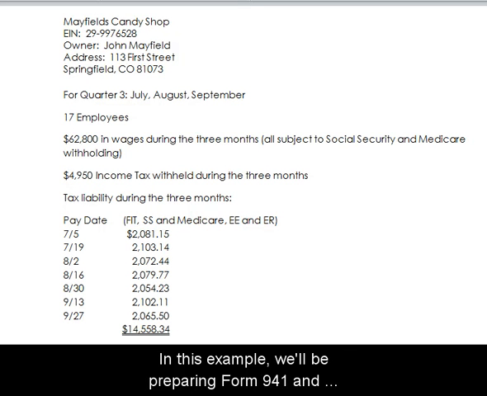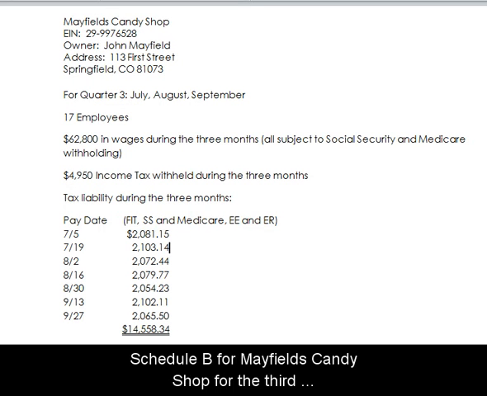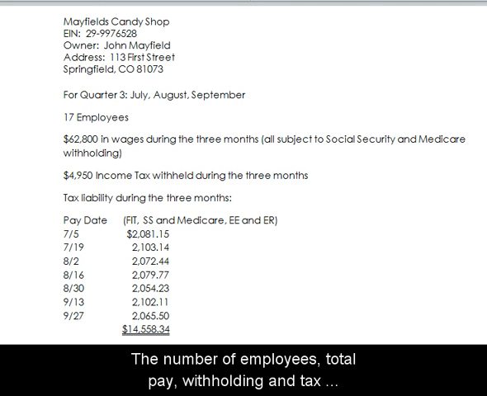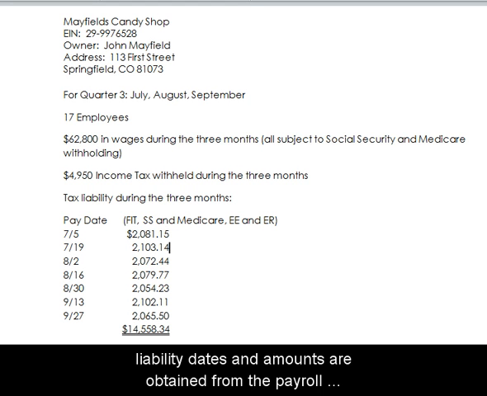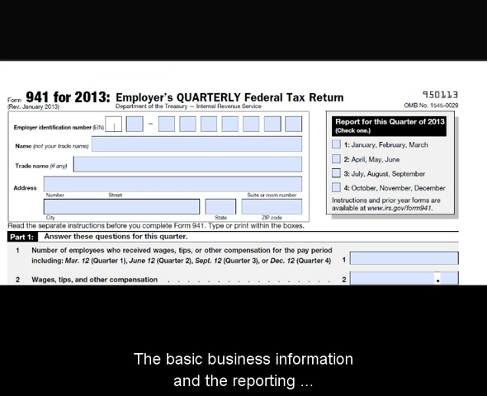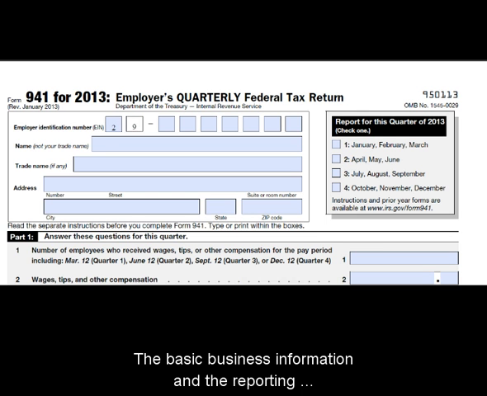In this example, we'll be preparing Form 941 and Schedule B for Mayfield's Candy Shop for the third quarter using the information provided here. The number of employees, total pay, withholding and tax liability dates, and amounts are obtained from the payroll registers for the quarter. The basic business information and the reporting period is filled in at the top of the form.